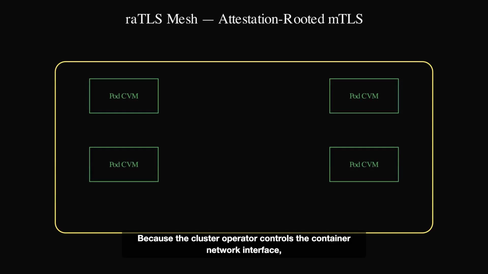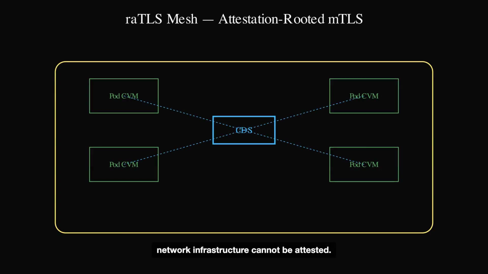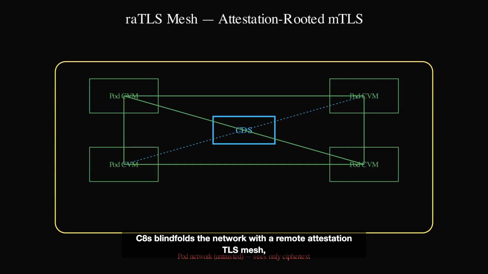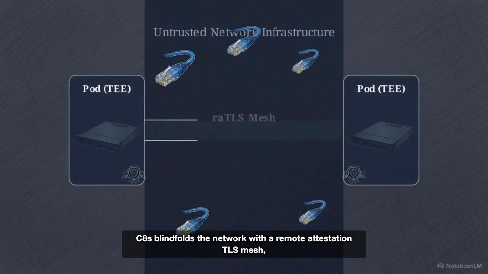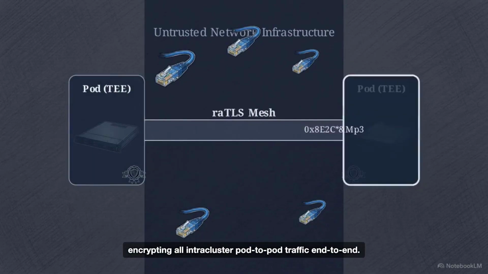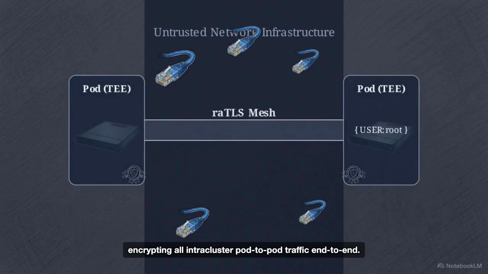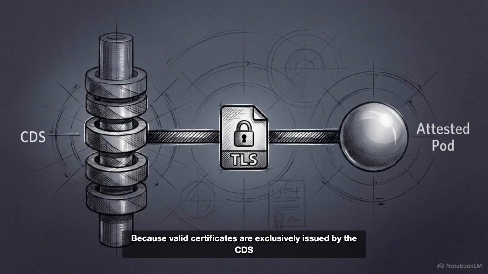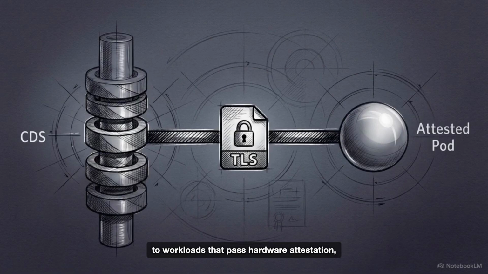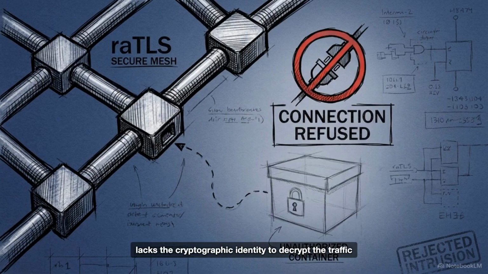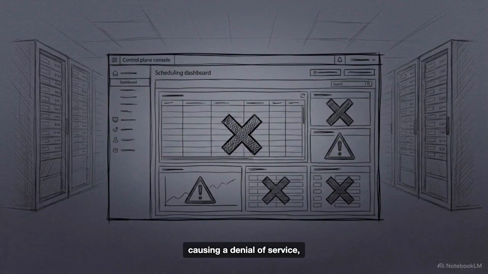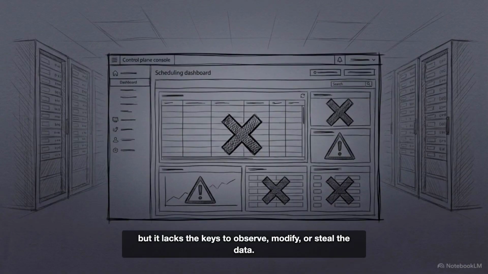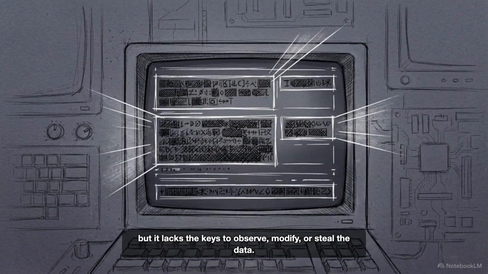Compute security solves only half the problem. Because the cluster operator controls the container network interface, network infrastructure cannot be attested. C8s blindfolds the network with a remote attestation TLS mesh, encrypting all intra-cluster pod-to-pod traffic end-to-end. Because valid certificates are exclusively issued by the CDS to workloads that pass hardware attestation, an unauthorized container injected onto the network lacks the cryptographic identity to decrypt the traffic or participate in the mesh. A hijacked control plane can refuse to schedule pods, causing a denial of service, but it lacks the keys to observe, modify, or steal the data.